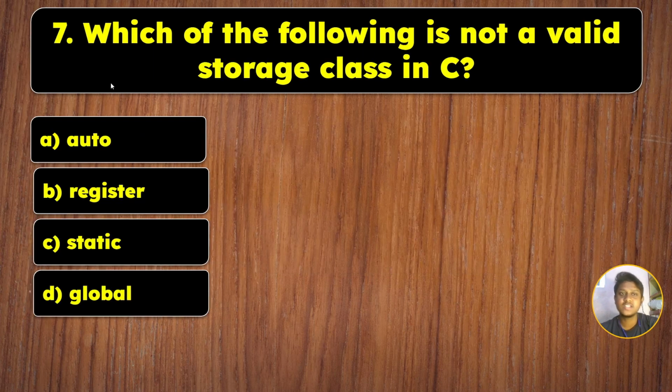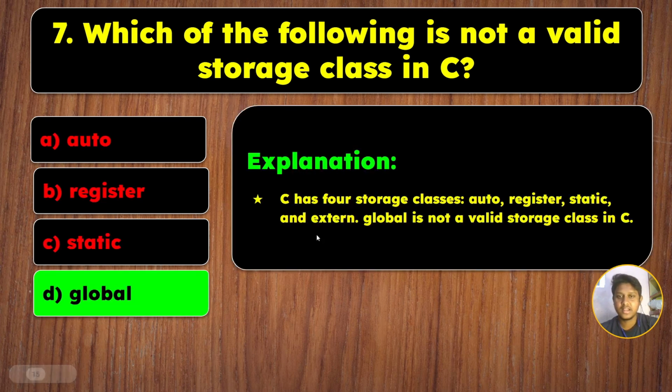So our next question is, which of the following is not a valid storage class in C? Auto, register, static, or global? So here the correct answer will be global. As you can see, C language has four storage classes: auto, register, static, and extern. This global is not a valid storage class in C. So we have only four storage classes, and global is not a storage class in C.